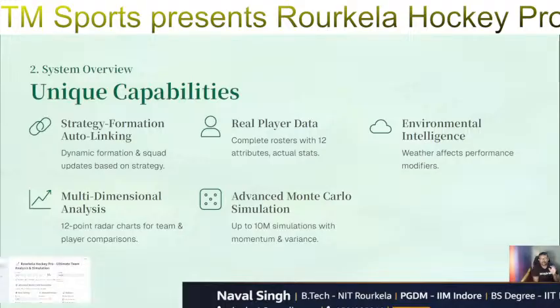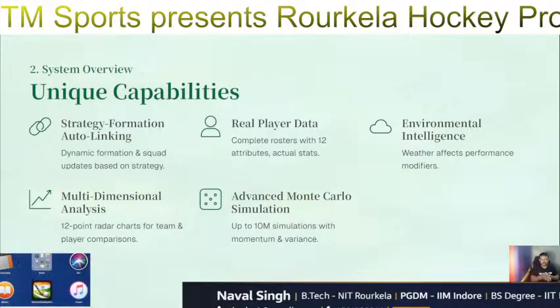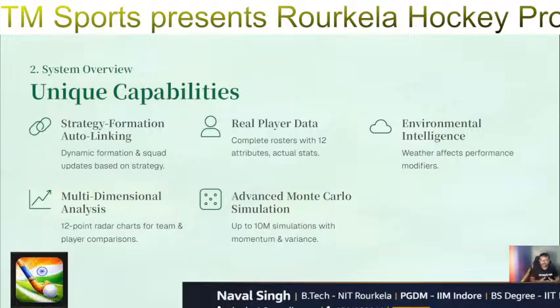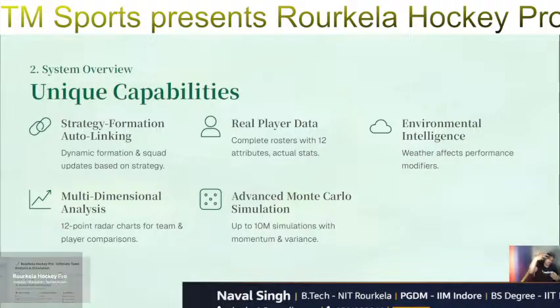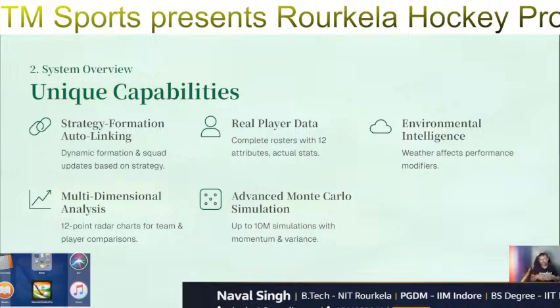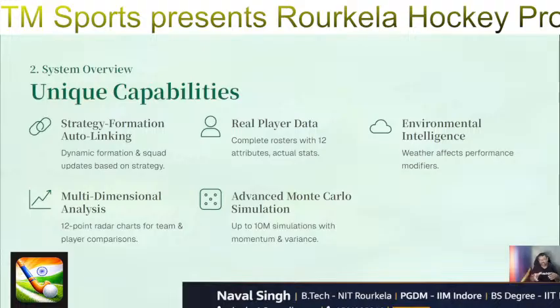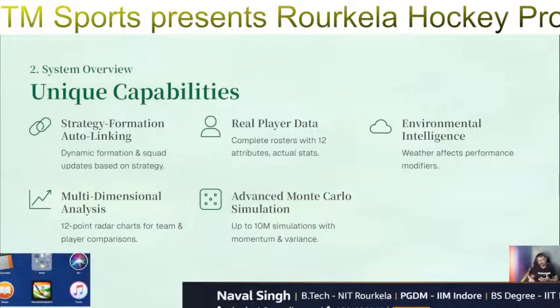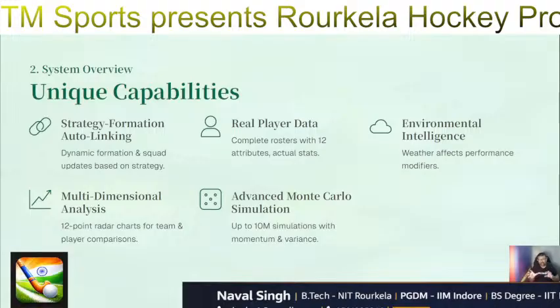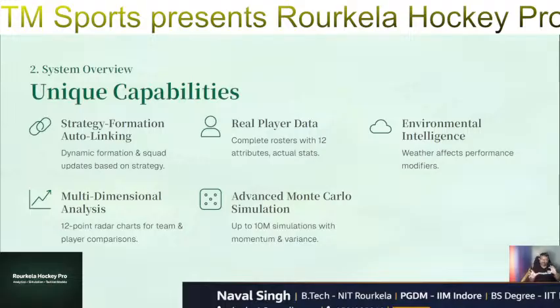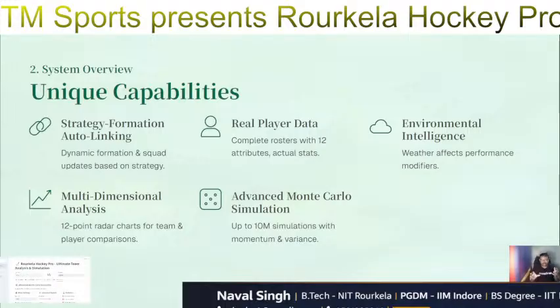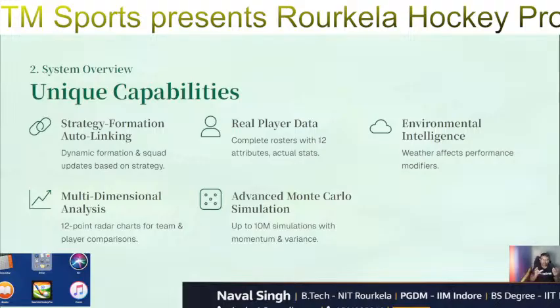So this system has 5 unique capabilities. One is strategy formation auto linking, where when you select counter attack or defense or attack offensive strategy, it automatically selects the formation and also selects the players from the Indian squad of 24. It automatically selects 11 players, puts them into the formation so that you get a strategy linked formation prioritized based on player performance and ranking.